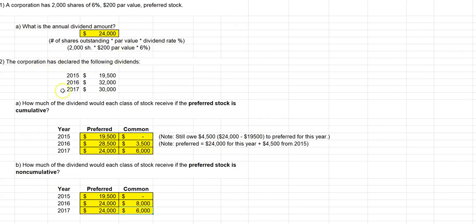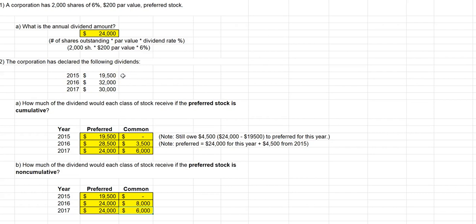In this particular example, the corporation declared dividends in 2015 of 19.5, in 2016 they declared 32,000, and in 2017 they declared 30,000. And that's legally the amount that we are allowed to pay. The board of directors declares and approves, and that's the only amount we're allowed to pay, even though we calculated that the preferred shareholders will get 24,000. You'll notice in 2015 there's not enough money to pay them. And so with that, we can take preferred stock to the next level.